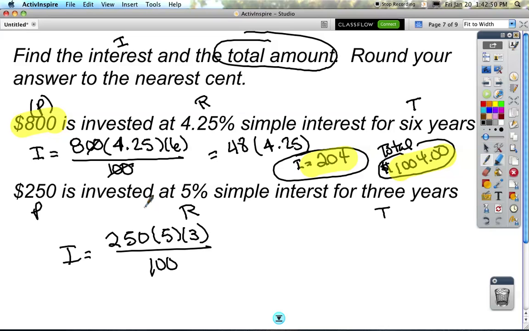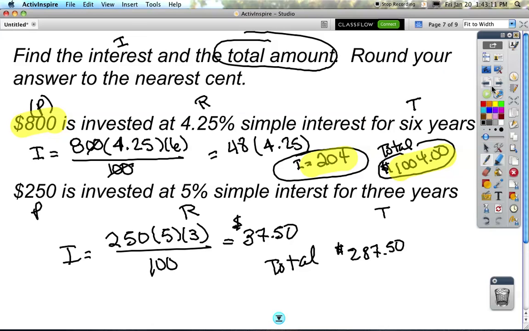And so tell me the interest. $37.50. Okay. And tell me the total amount. $287.50. Okay. Any questions on these two types of problems?